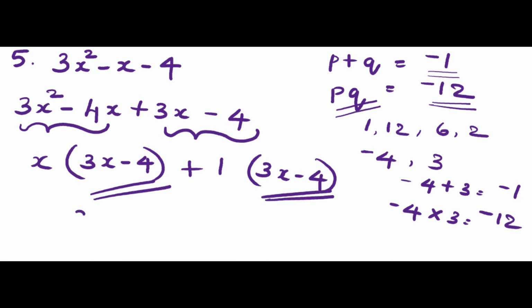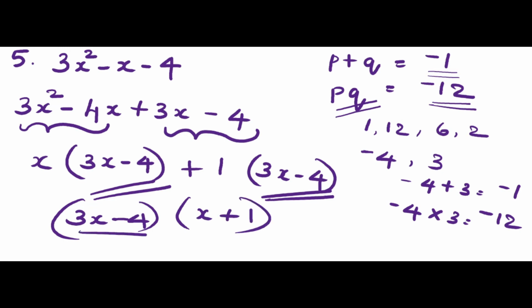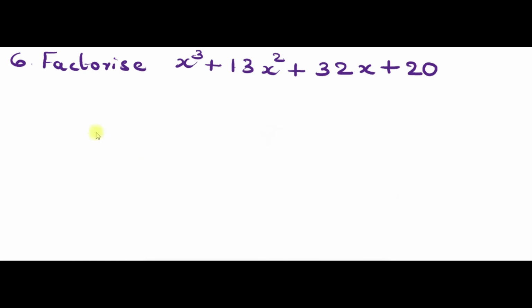So I can write that common term 3x minus 4 and my remaining terms x and 1, that I can write as x plus 1. So my factors are 3x minus 4 and x plus 1, the factors of this polynomial 3x square minus x minus 4. Your sixth question is factorize x cube plus 13x square plus 32x plus 20.